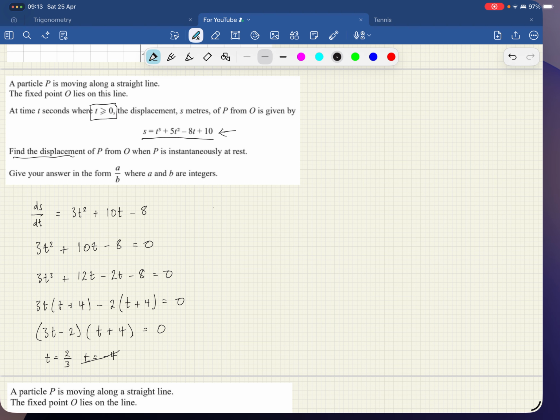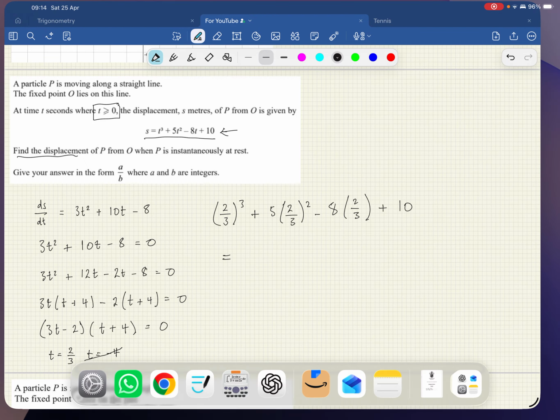So we're looking at 2/3 cubed plus 5 lots of 2/3 squared minus 8 lots of 2/3 plus 10. And you don't need to simplify this in any way. At this point you just put that straight into your calculator, and I seem to remember the answer comes out as something like 197 over 24.